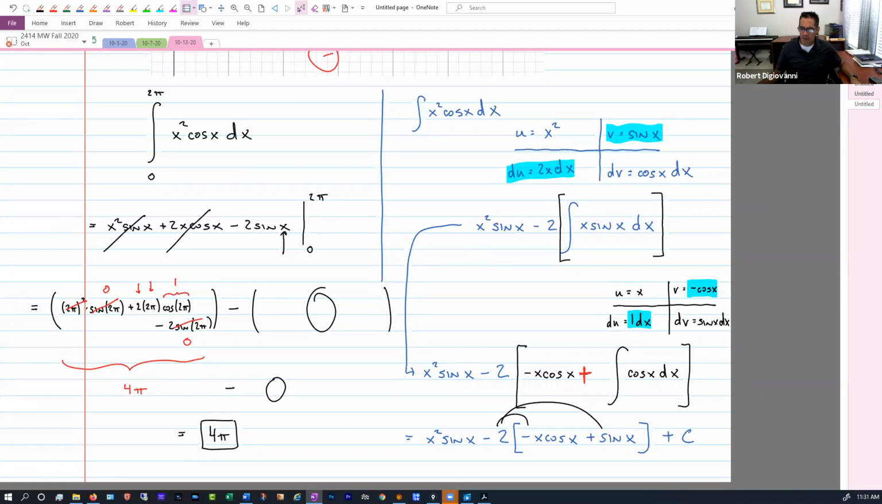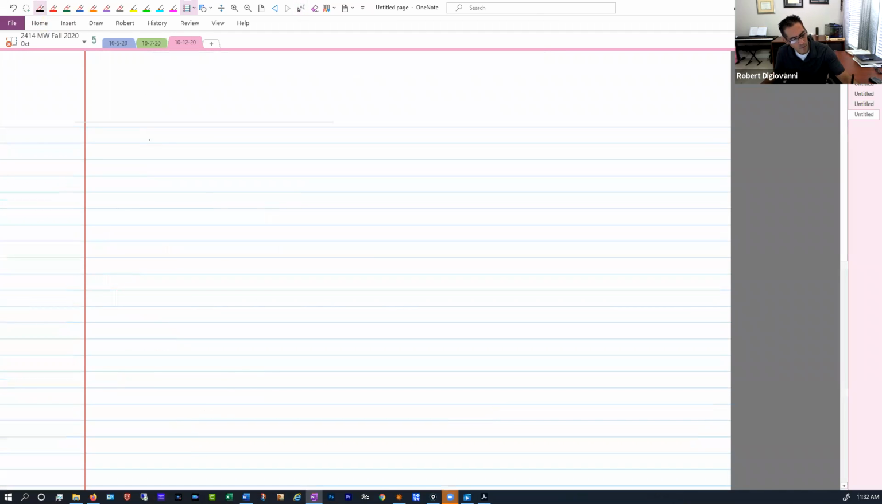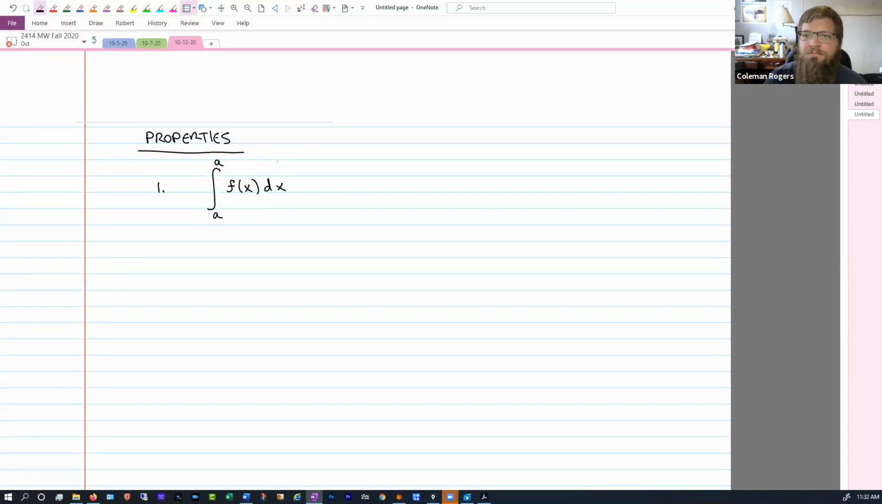All right, let's talk about some properties of definite integrals. Let's go through these properties one by one. The first property, I want you to think about this. If I want you to do the integral from a to a of some function, what do you think the answer should be? It should be 0, right?